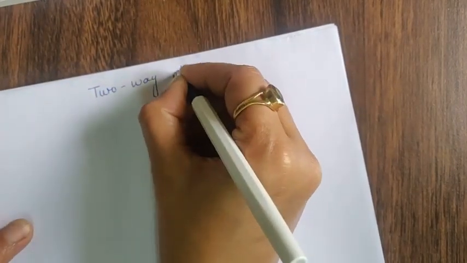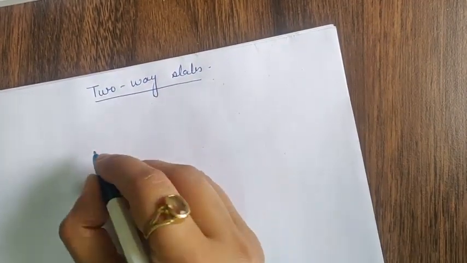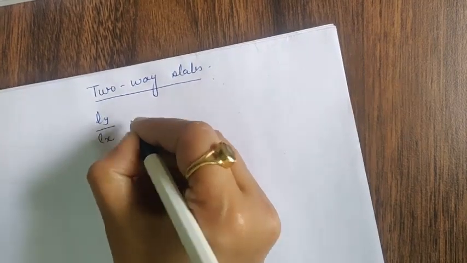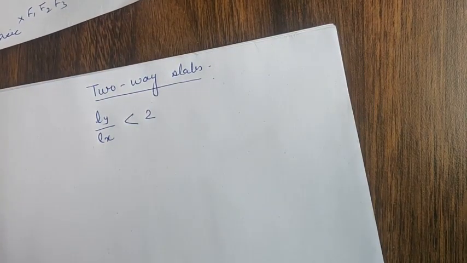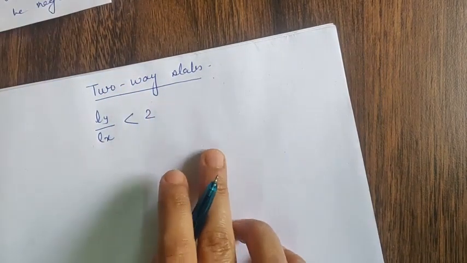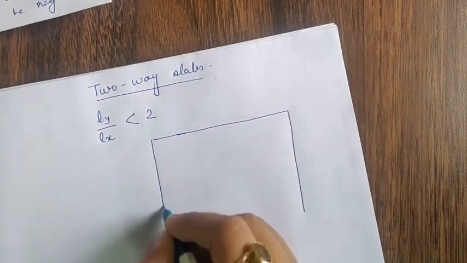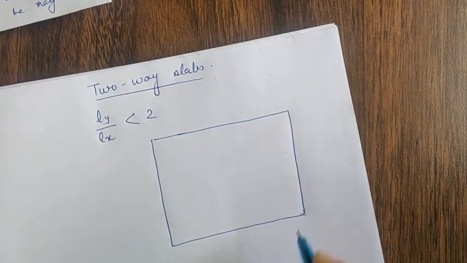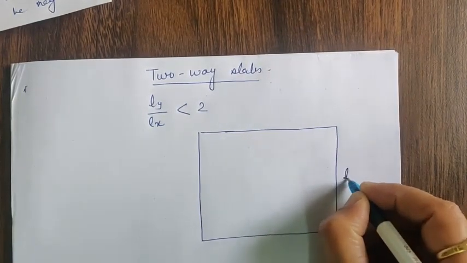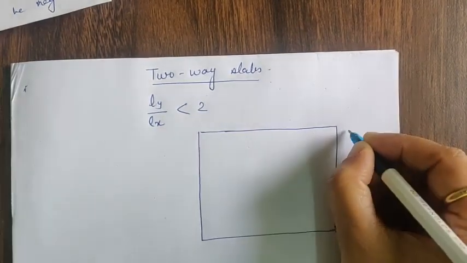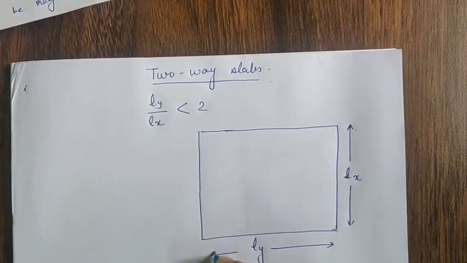Two-way slabs. As I have already told you, a two-way slab is a slab in which Ly by Lx is less than 2. That means it is a slab in which both the dimensions are important. The shorter dimension will be written as Lx. I have already told you in the previous class also, Ly will always be taken as the longer dimension.